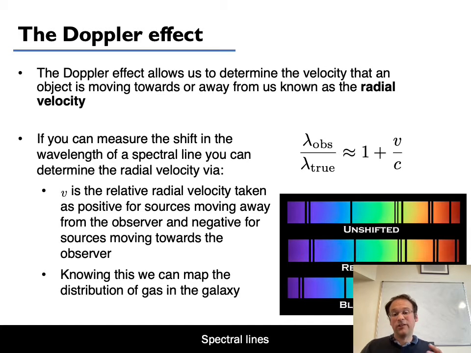So if the gas is moving at lots of different velocities, then we see lots of different shifts in different directions, and we can start to map out the velocity distribution of the gas. So not only where it is in the sky, but actually where it is kinematically in the sky. And that can tell us, I'll get onto this in a minute, for example, what the radial distribution is of the gas.